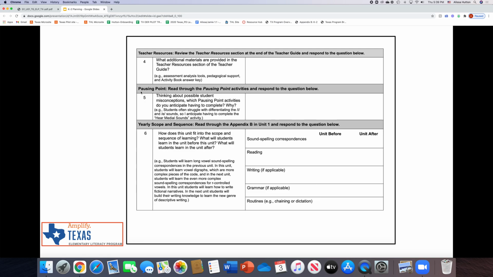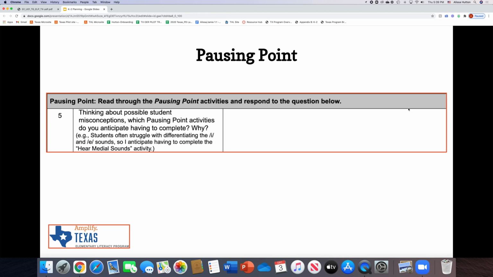We're going to now move on to the next component, which is a pausing point. Every unit has pausing points that occur for a few days after students take the end of unit assessment. These activities are provided to help you address the individual needs of your students based on the end of unit assessment analysis. We will be using the pausing point activities in step 5 of our planning, where we think about possible student misconceptions, which pausing point activities we anticipate having to complete, and why.